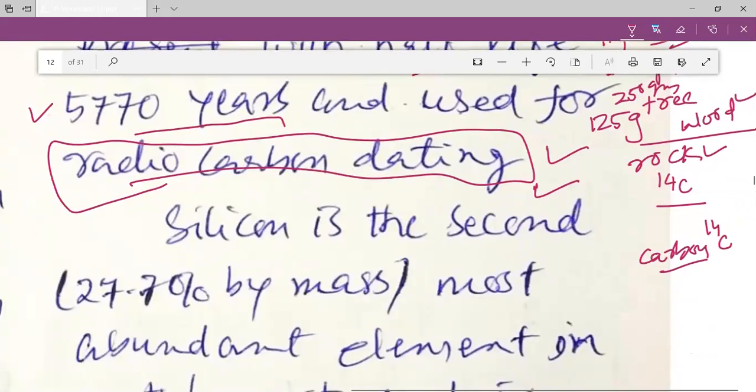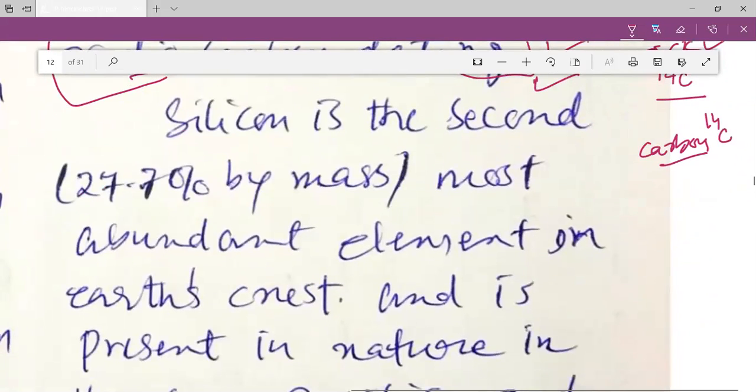So this is how, my dear students, using 14C, we can do radiocarbon dating, by which we can estimate the age of old rock or old wood. I hope it is understood, my dear students. If you have any doubt, you can stop me and ask me.